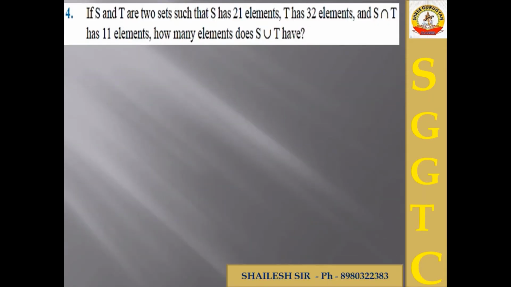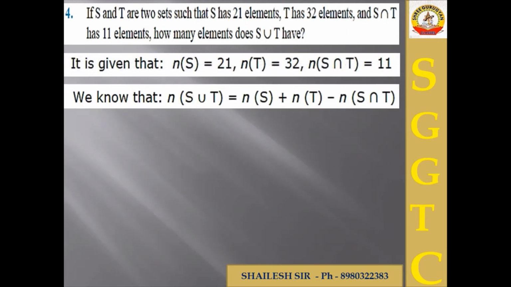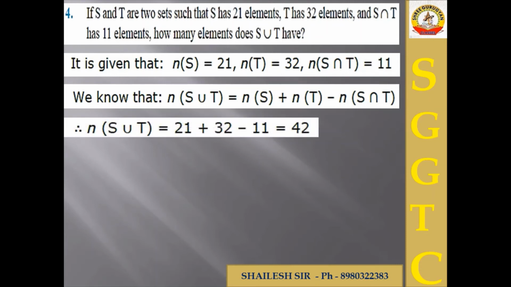Now it's question number 4. S and T are two sets. S has 21 elements, T has 32, and S intersection T is 11. How many for S union T? Same explanation, and we only apply the standard formula: N of S union T equals N of S plus N of T minus N of S intersection T. Putting in the given values and calculating, N of S union T is 21 plus 32 minus 11, which is equal to 42.